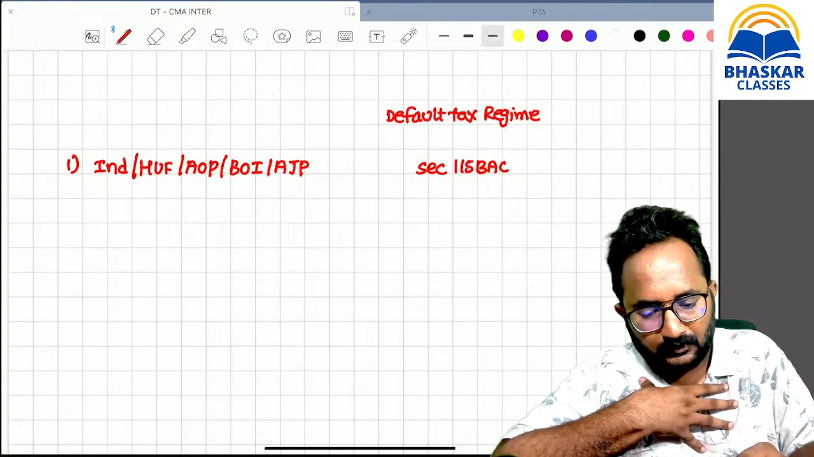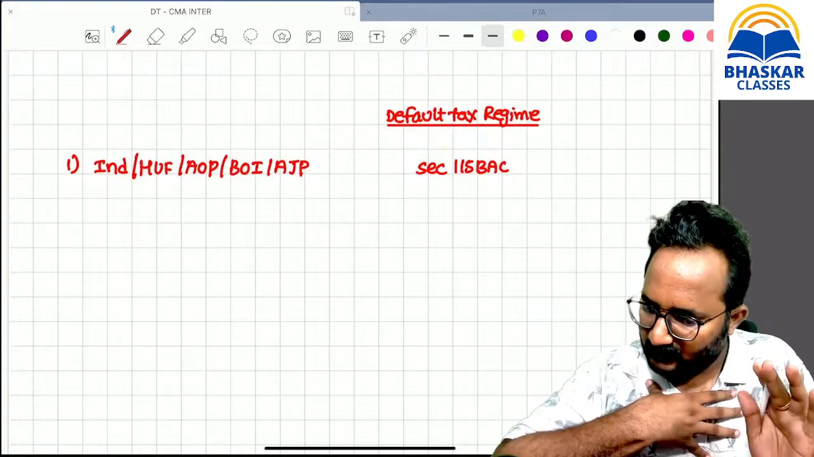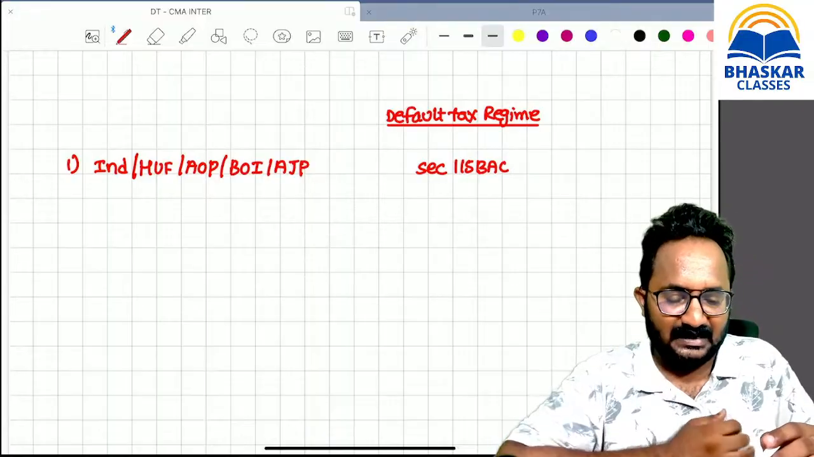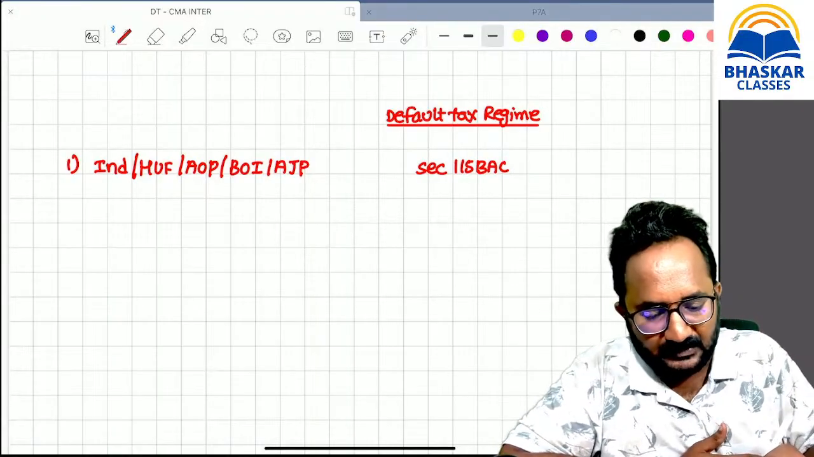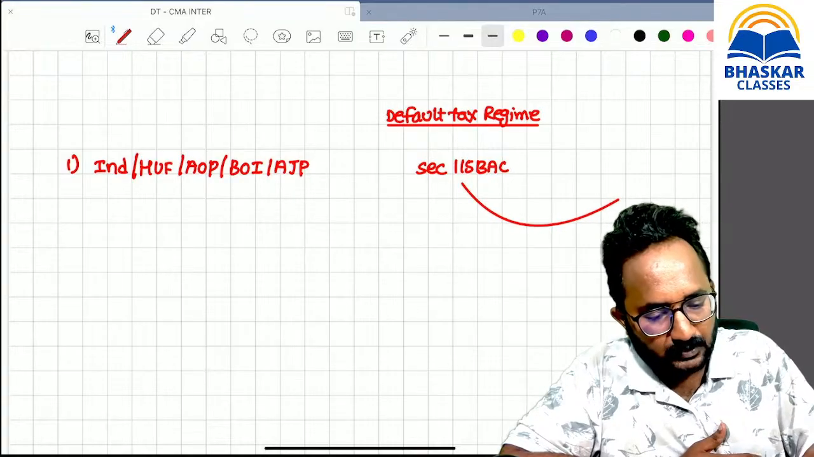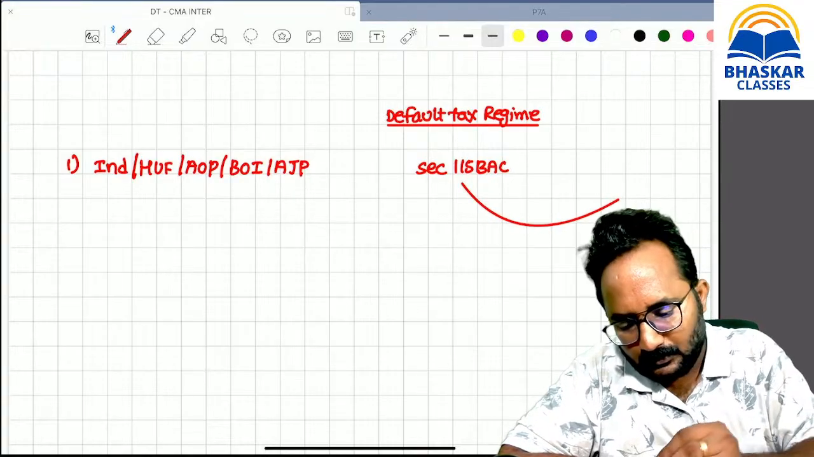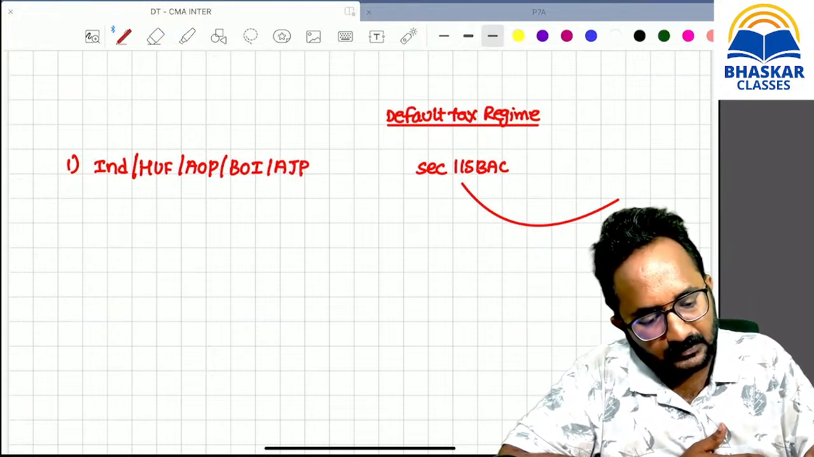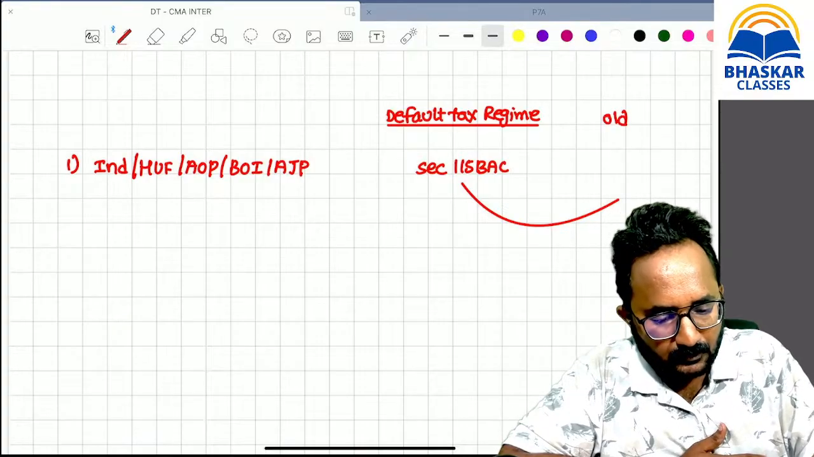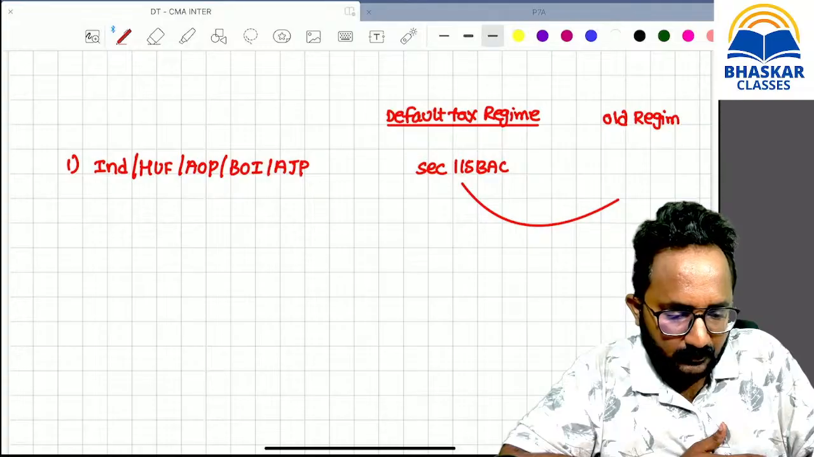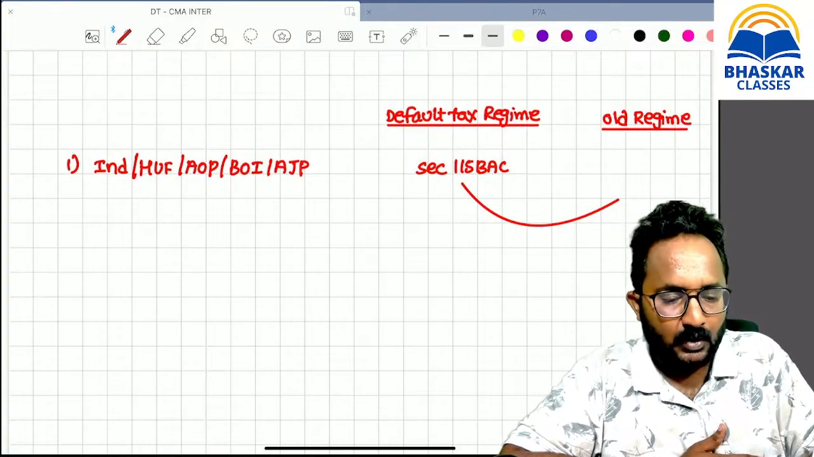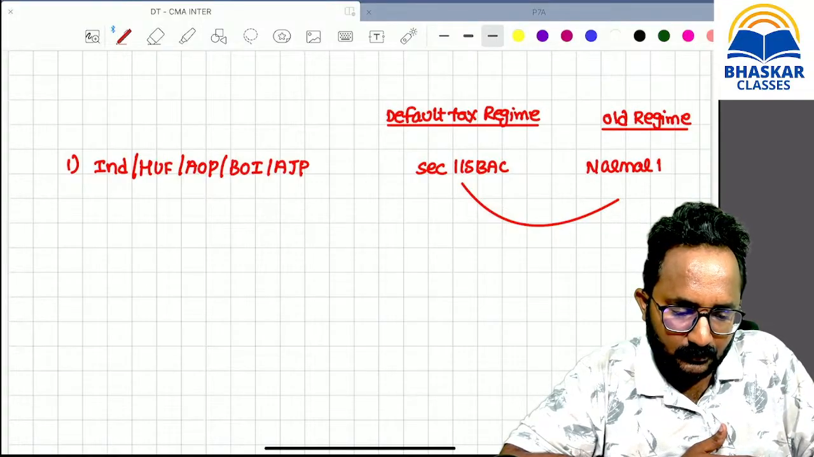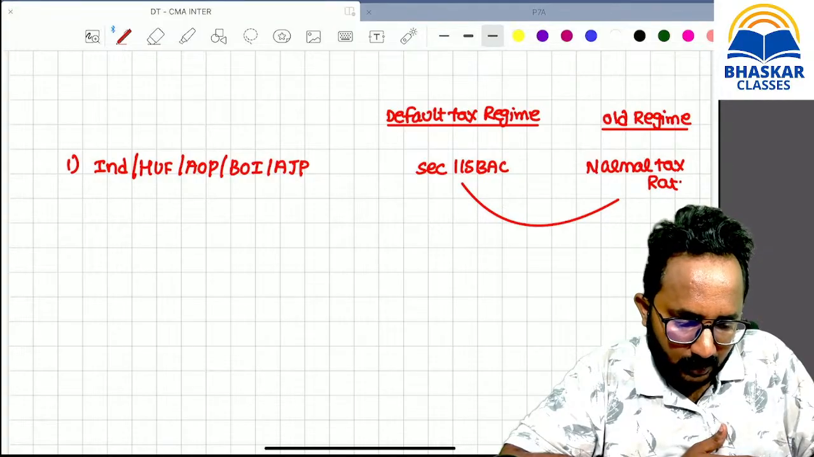Can you tell me which one is the default tax regime? 115BAC. Sir, I don't want to follow 115BAC, sir. Is there any remedy we have? Yes, you can shift from 115BAC to the old regime, that is only the normal tax rates.